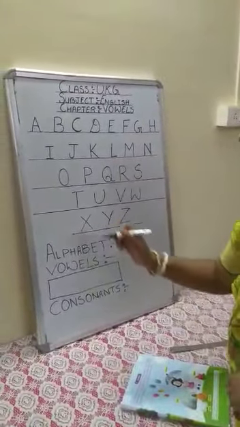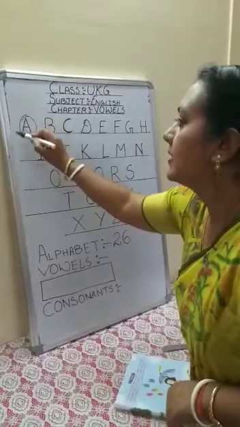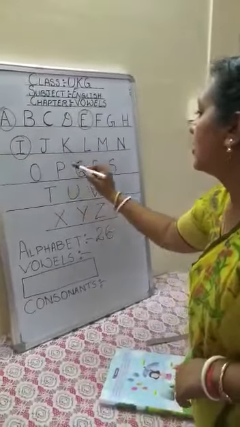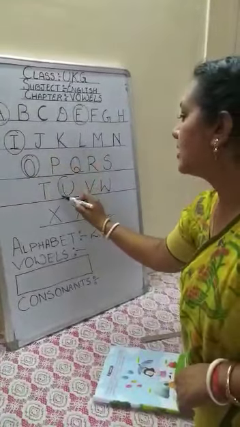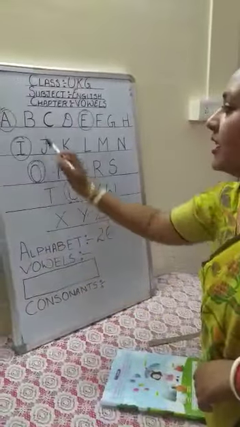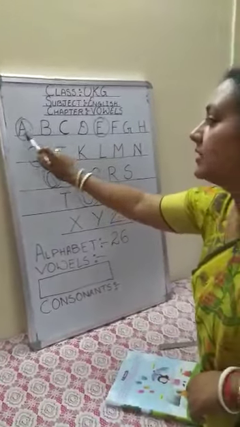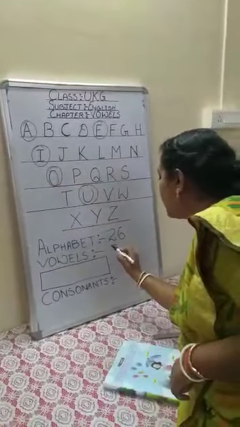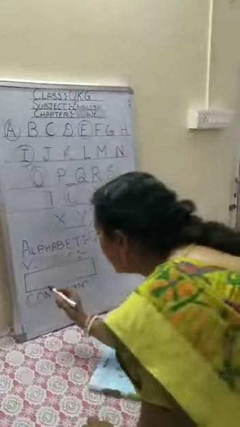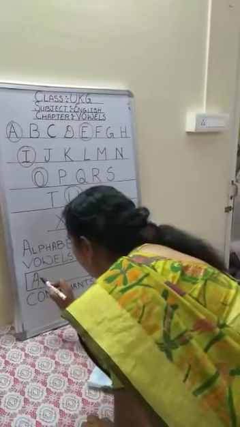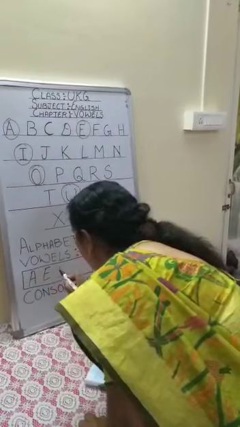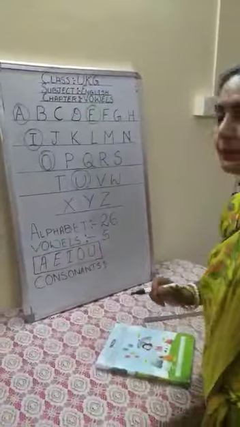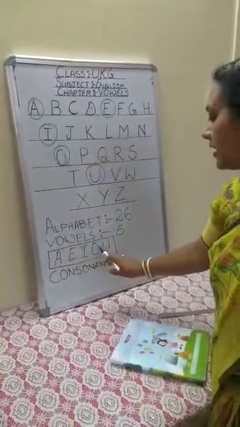Among these 26 alphabets, there are 5 alphabets which are called vowels. And what are they? They are A, E, I, O and U. How many vowel letters are there? There are 5. 1, 2, 3, 4, 5. And what are they? They are A, E, I, O and U.